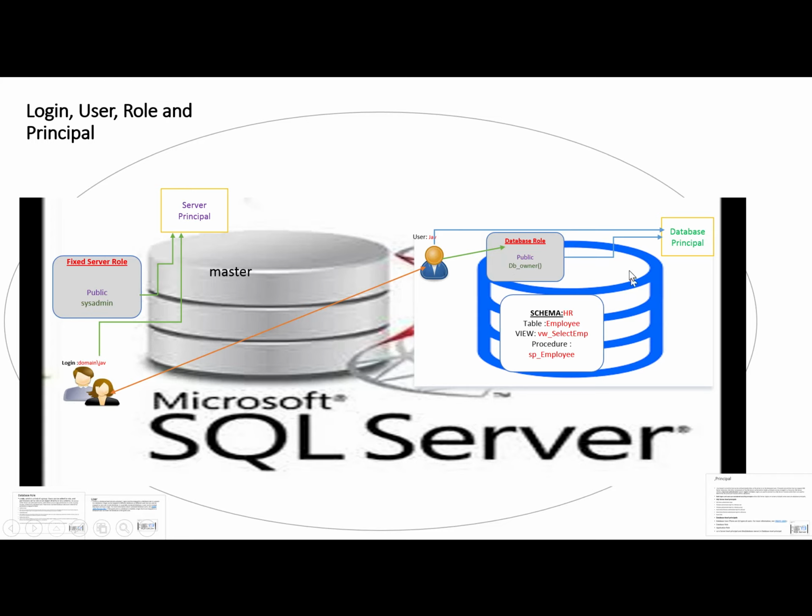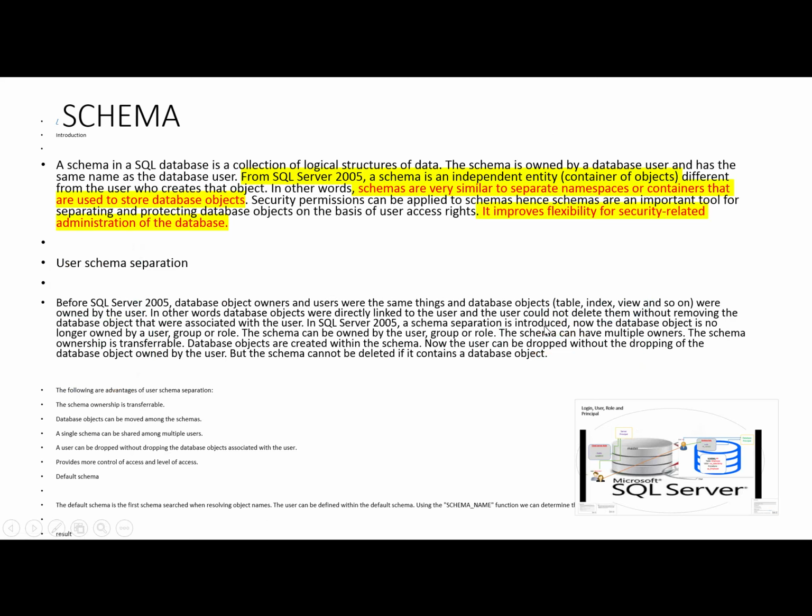The user can create tables, views, and procedures, and these related kinds of objects we can put in a schema. So what is a schema? A schema is similar to a namespace. In the .NET programming language we use namespaces. A schema is like a namespace, or we can say it is a container used to store database objects. Schemas improve the flexibility of security related administration of the database.